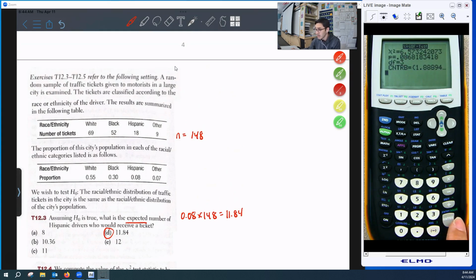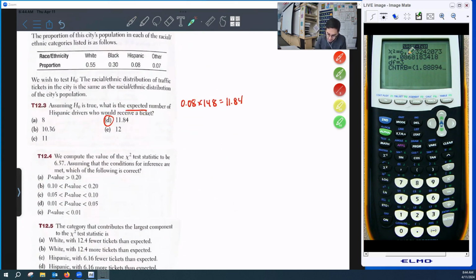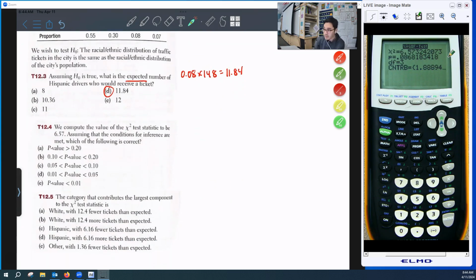All right, let's calculate. All right, so there's our test statistic, 6.57. Okay, matches with what the question stem said, right? 6.57. The p-value is 0.0868. All right, so that's greater than 5%, but less than 10%. All right, so there's our answer to question 4.